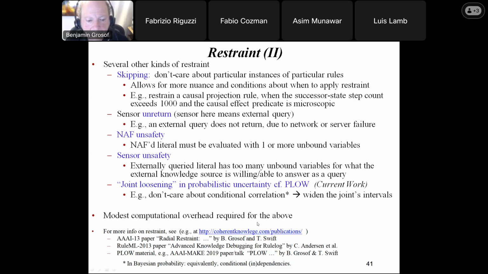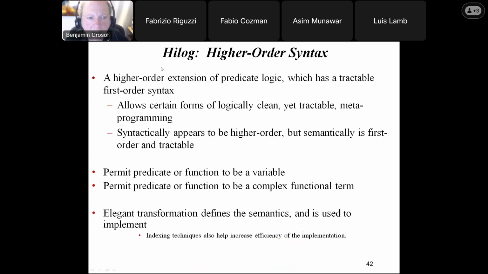Again, this only requires modest computational overhead. HiLog is another key extension or feature in Rulelog and a number of other KRRs, including those that extend LP. It's a higher order extension of predicate logic, which has a tractable first order syntax. So it allows certain forms of logically clean yet tractable metaprogramming. Syntactically it appears to be higher order, but semantically it's first order and tractable.